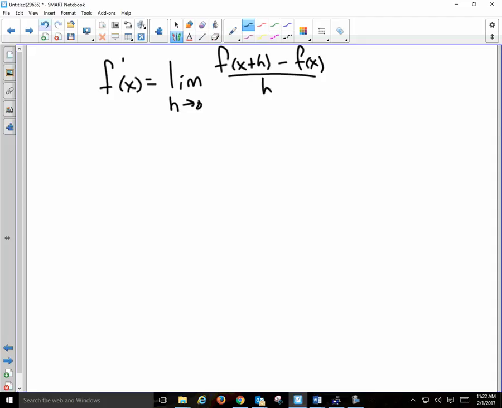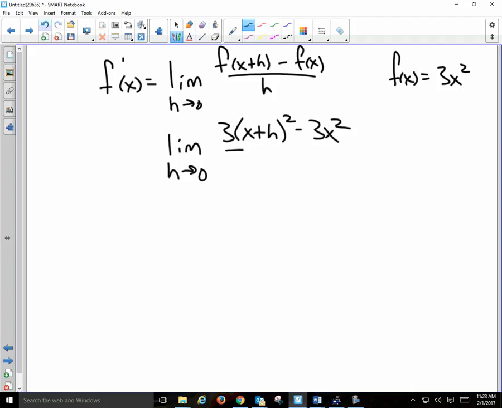Give me a function you know the derivative of. 3x squared, great. F of X is 3x squared. So if we write the limit as H goes to 0 of 3 times X plus H, quantity squared, minus 3x squared, all over H, what is that limit equal to? 6x. That's the derivative. We used to work those all the way out, right? We don't need to work it out right now because we know it ends up being 6x.